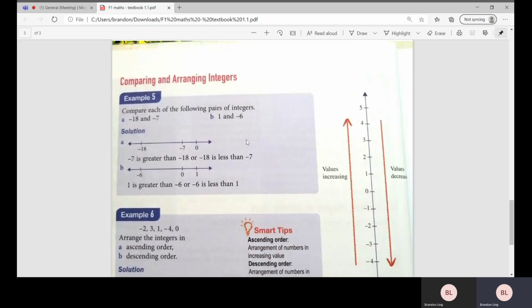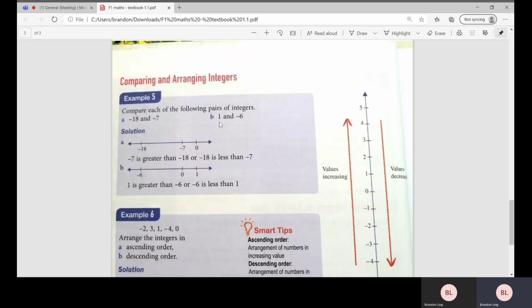Comparing and arranging the integers here. Compare each of the following pairs of integers, -18 and -7 for part A. When you draw the number line here, you have -18 on your left side, then -7 and 0. Therefore we can say that -7 is greater than -18. Why is that so? Reason being that -18 is further on your left side, so it is smaller in value.